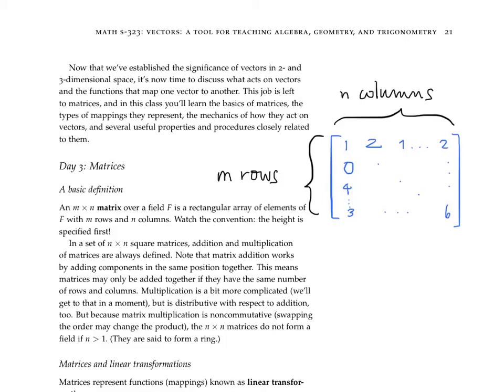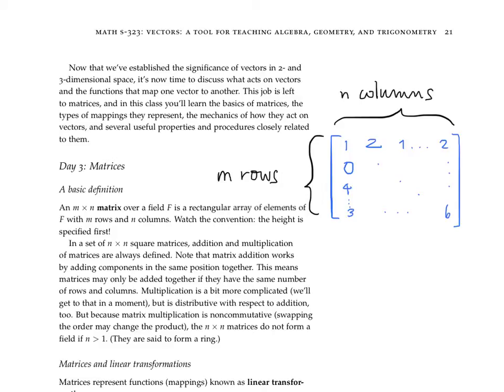So in the set of n by n square matrices, addition and multiplication of matrices are always defined. In fact, they're really simple. If you have two square matrices that are exactly the same dimensions, the way that you add them together is that you add the components in the same place together. So if you have something in the first row, first column of one matrix and the first row, first column of another matrix, you just add those two together and they're in the first row, first column of the sum matrix. Multiplication is a little bit more complicated, but we'll get to it in a moment.